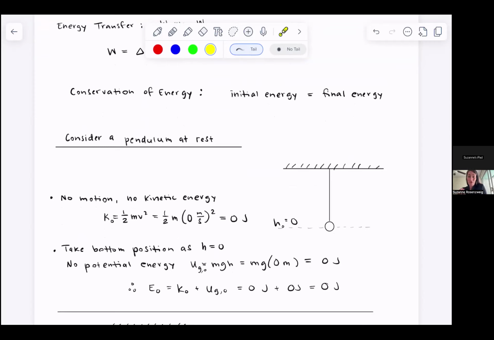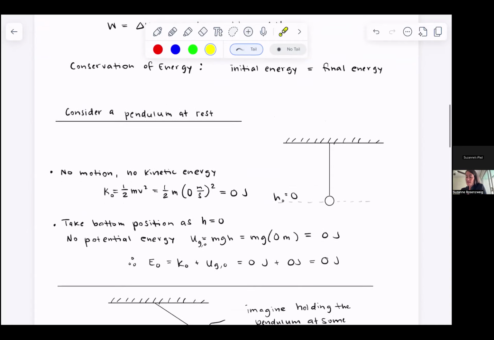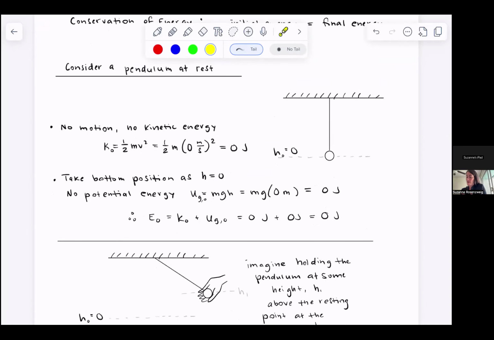Energy can't just disappear or be created. And we can take a look at how that manifests here. So consider a pendulum at rest. We can take the bottom, where the pendulum is hanging at its lowest point, as height equal to 0. Let's mark that as our 0 height. Height is a little bit arbitrary. We can set it to wherever we want. For a pendulum example, it's most convenient to call it h equal to 0 at the bottom.